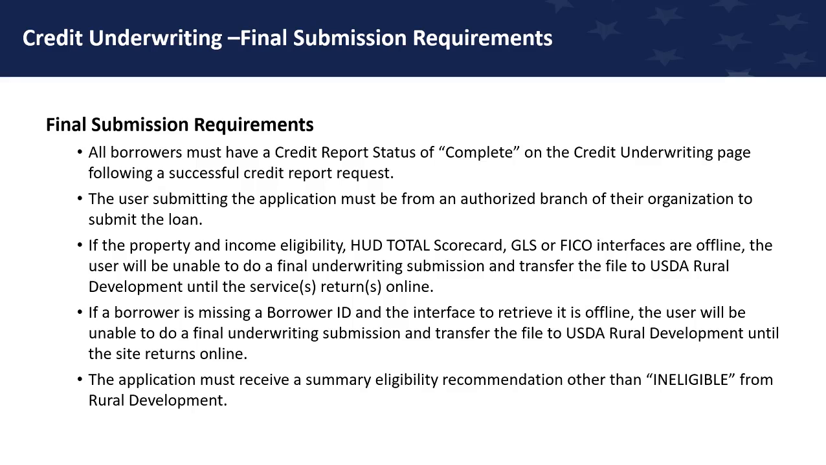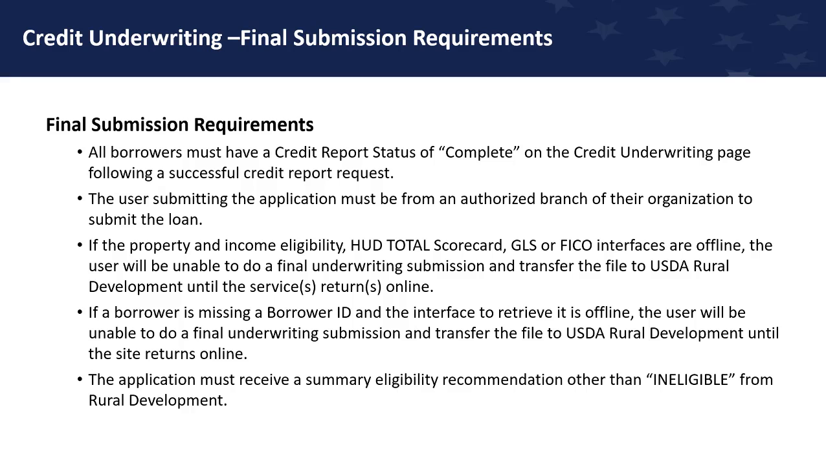If the property and income eligibility, HUD total scorecard, GLS or FICO interfaces are offline, the user will be unable to submit a final underwriting submission and transfer the file to USDA Rural Development until the services return online. If a borrower is missing a borrower ID and the interface to retrieve it is offline, the user will be unable to do a final underwriting submission and transfer the file to USDA Rural Development until the site returns online. The application must receive a summary eligibility recommendation other than ineligible from Rural Development.